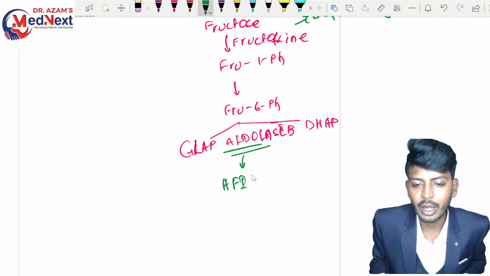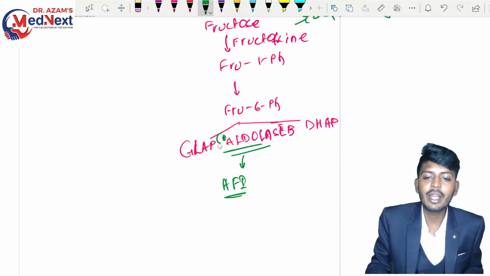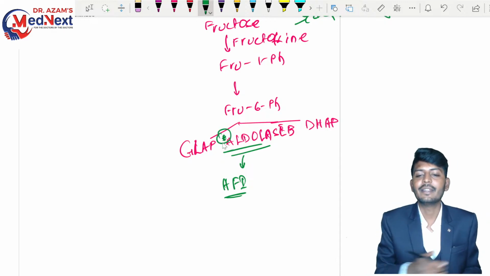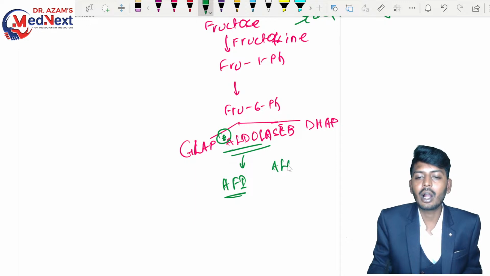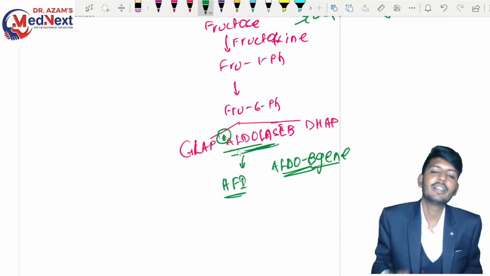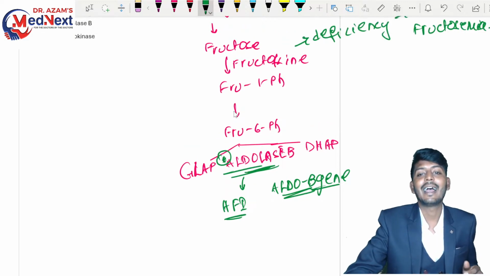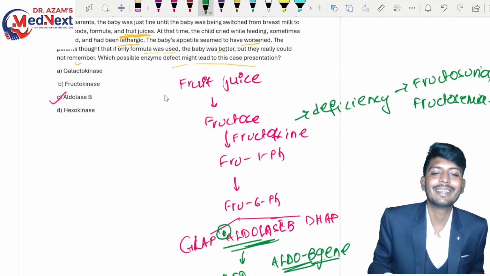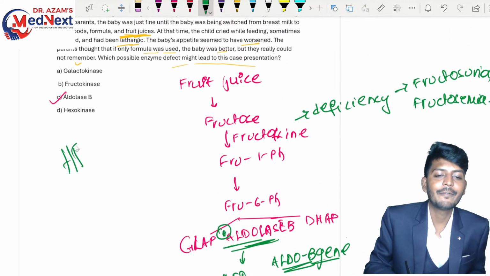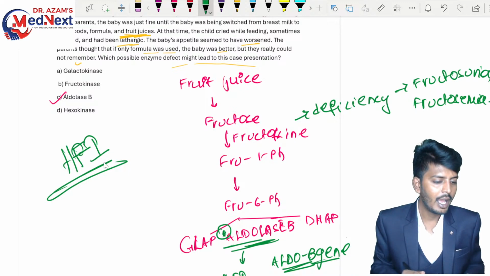Hereditary fructose intolerance occurs because of a deficiency of the aldolase B gene. The gene defect is in the aldo B gene. Because of this, aldolase B is absent, so fructose 1-phosphate will accumulate and the child will have fructose intolerance. So this is a case of HFI, hereditary fructose intolerance.